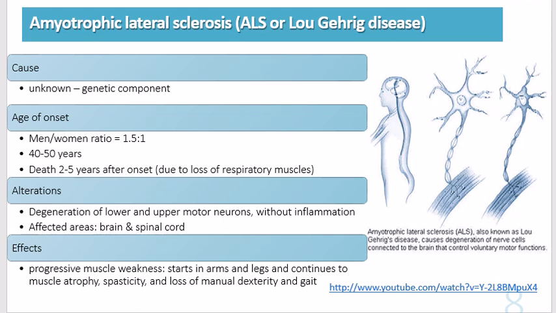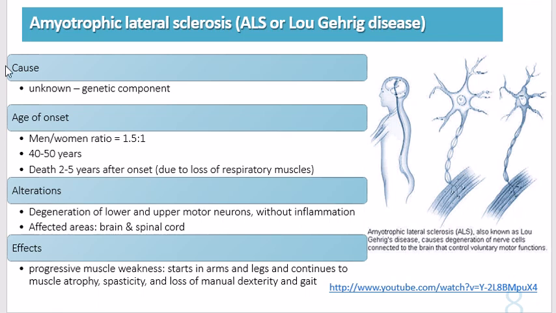The next condition we'll talk about is amyotrophic lateral sclerosis, also known as ALS or Lou Gehrig's disease. Just to break up the term here, 'a' in front of a term often refers to lack of, myo referring to muscle, trophic referring to growth, and lateral referring to the sides, and sclerosis referring to plaque formation.